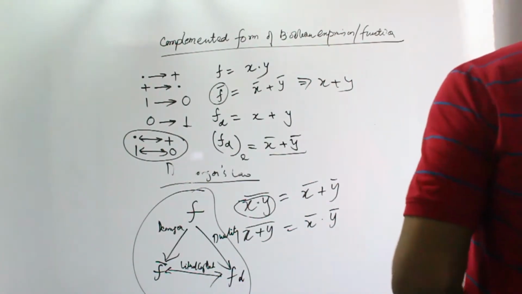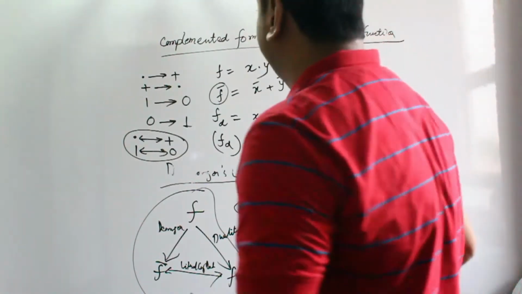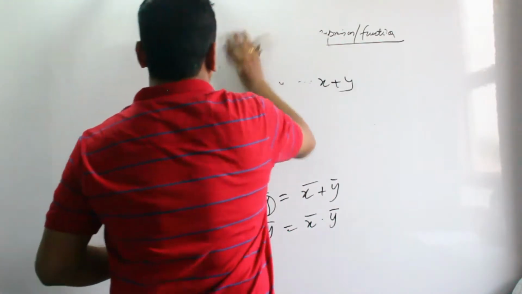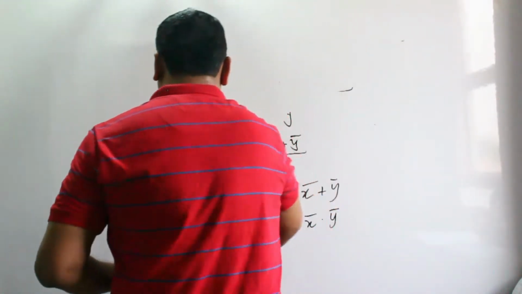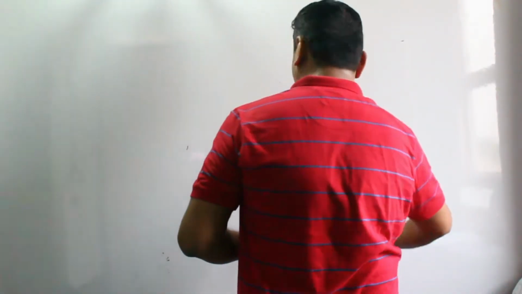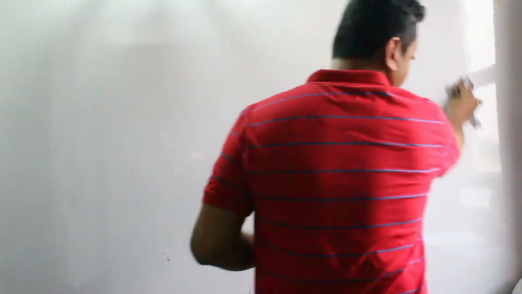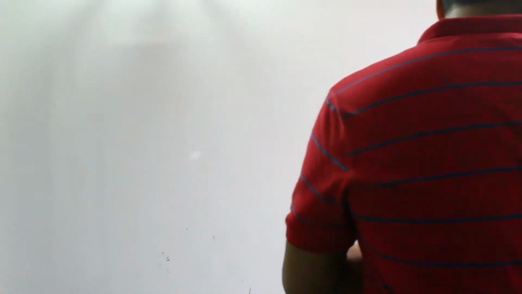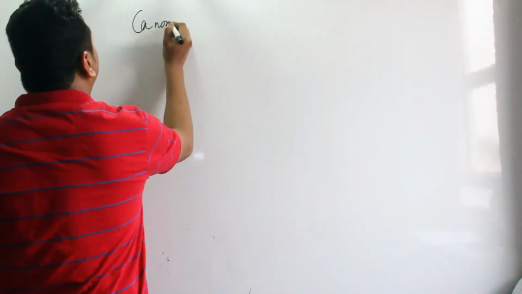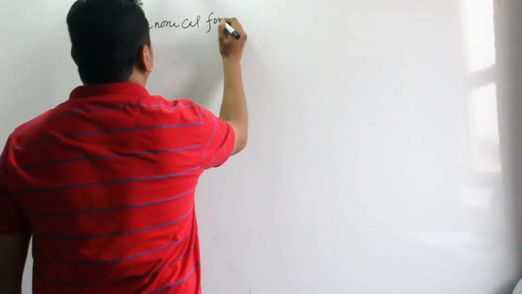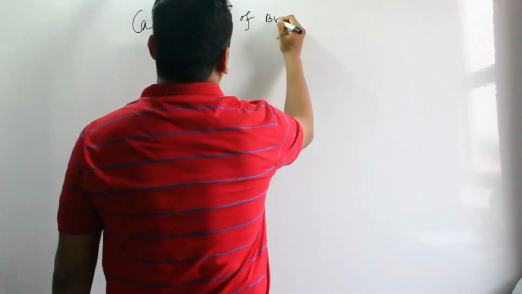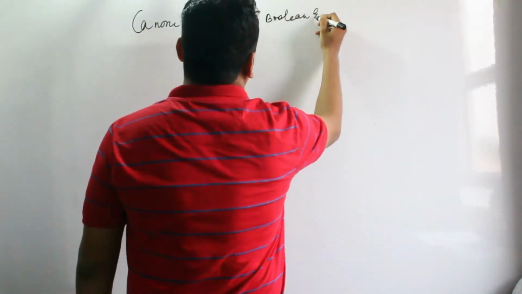Next we will see canonical form. Canonical form of a Boolean expression.